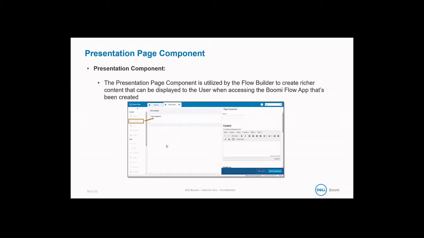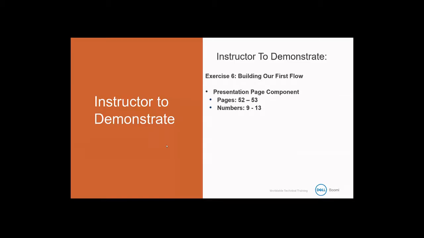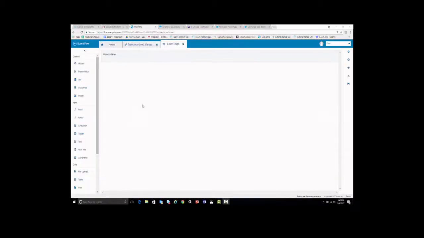Next, we'll speak about the presentation page component. The presentation page component is utilized by the flow builder to create richer content that can be displayed to the user when accessing the Boomi Flow app that we're creating. Continuing on with exercise 6, now we're going to look at numbers 9 through 13 on pages 52 to 53. Here we want to take the presentation component, drag and drop it into the main container.